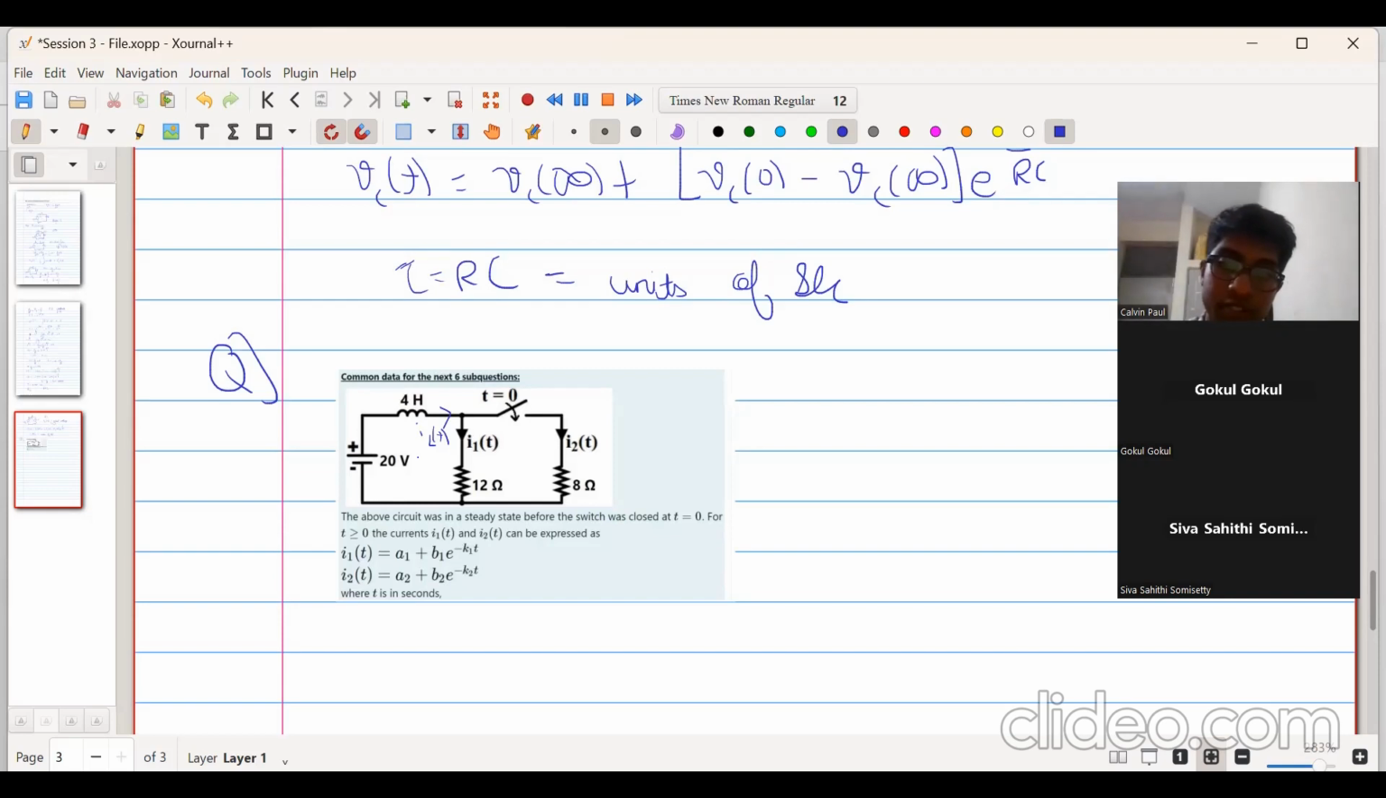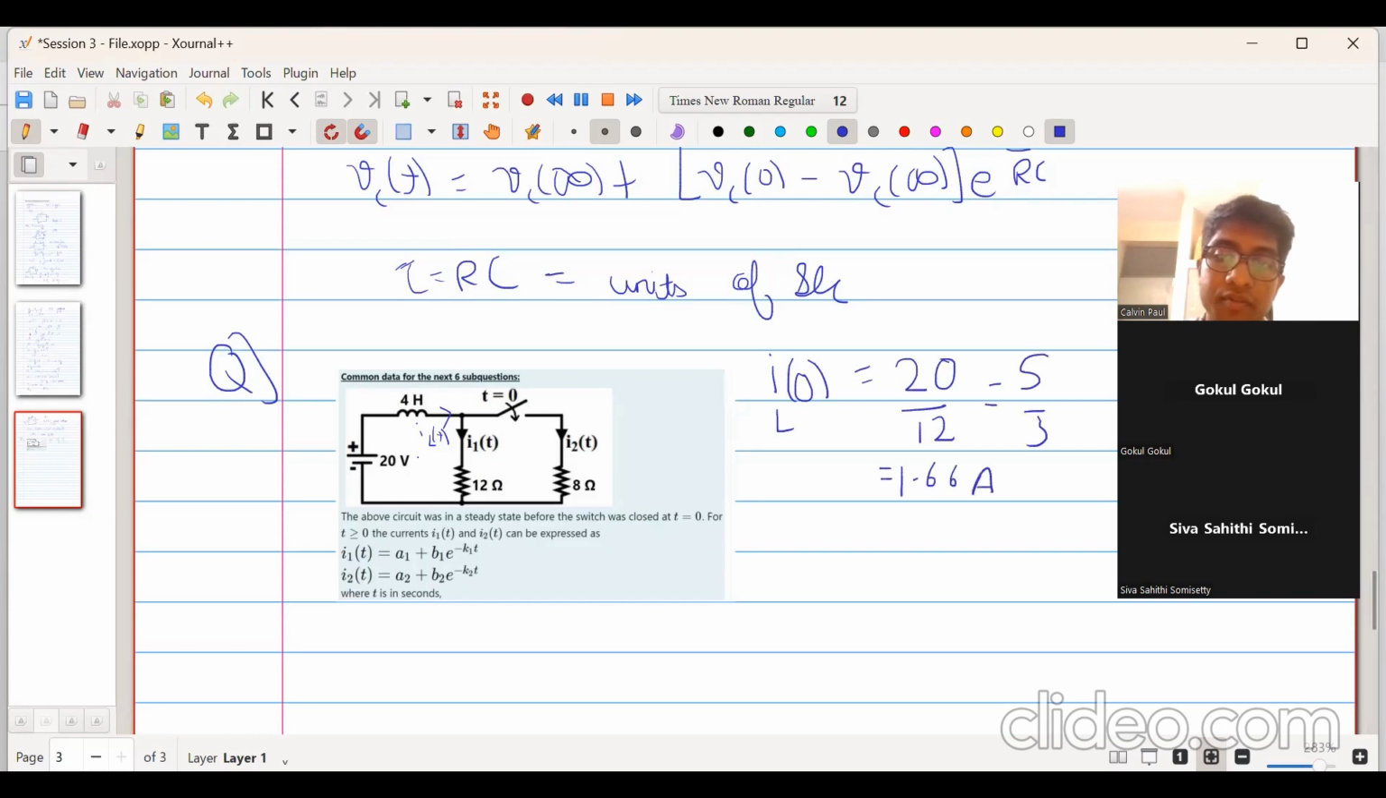20 by 12. Okay, so let us consider IL of 0, that is equal to 20 volt upon 12. So it is 5 by 3, that is equal to 1.66 ampere. That is the initial current through the inductor. So the initial steady state value of the inductor current at time t equal to 0 was 1.66 ampere.